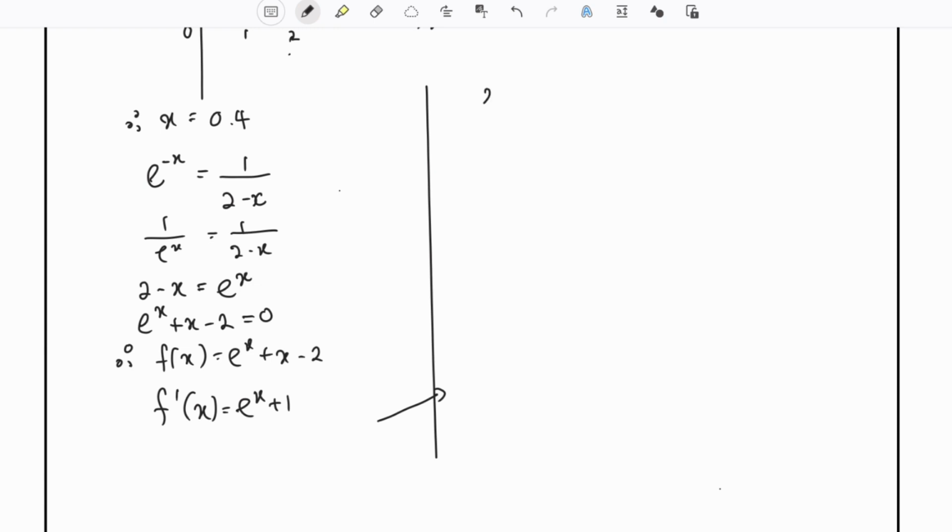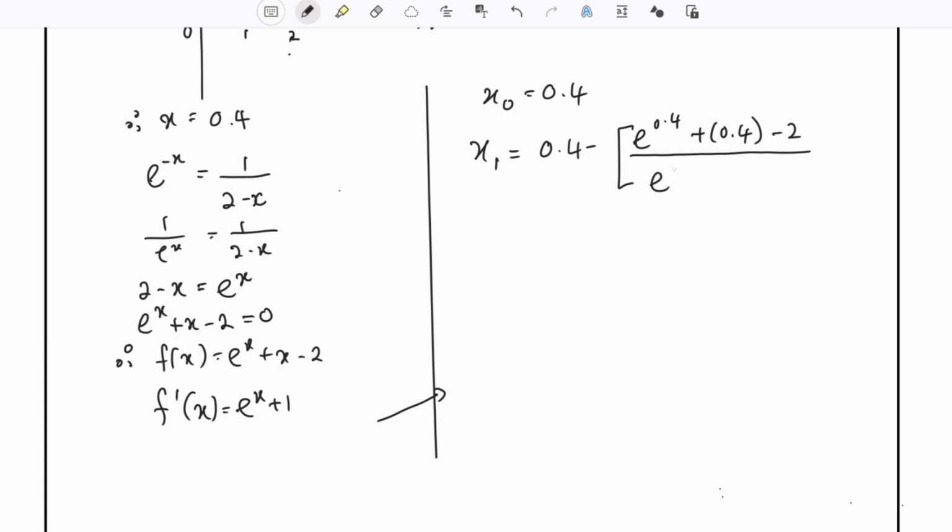So write down your x0 again. So x0 is 0.4. So x1 equals 0.4 minus, so use bracket, e to the 0.4 plus 0.4 minus 2, over e to the 0.4 plus 1. So we have the value to be 0.4434. So make sure you give your answer to 4 decimal places during workings.